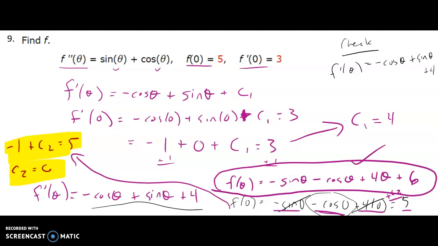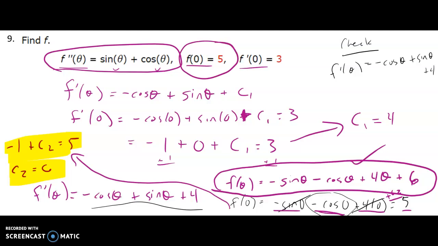If I take the derivative twice, I should get this. And if I plug in 0 for the function, I should get 5 as an output. And if I plug in 0 for my derivative, I should get 3 as an output.